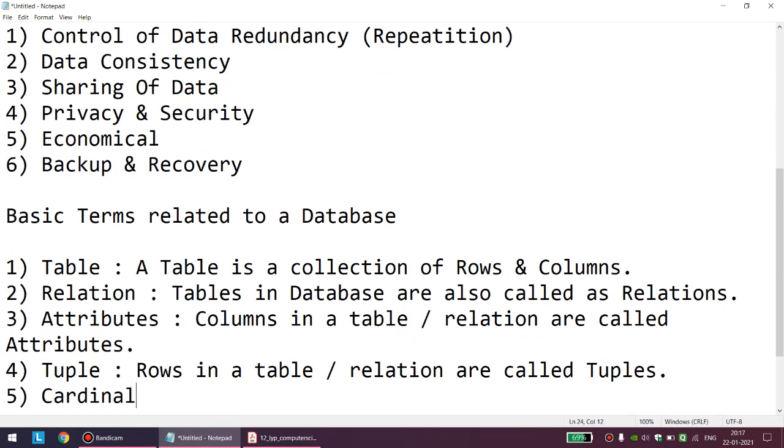Okay, let us come to the next point, cardinality. I know that you will see that the words are totally new, sir, but that is the reason we are creating this video.